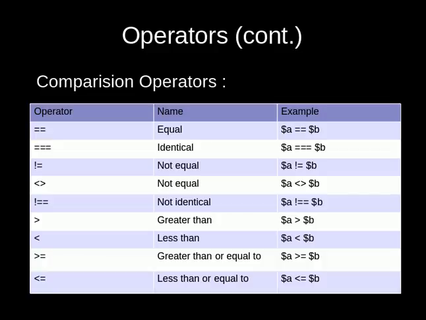Not equal to checks whether the values are not equal to each other. Greater than and less than sign again is meant for not equal. Not and double equal to sign is meant for not identical. Then we have the greater than operator, less than operator, greater than equal to, and less than equal to.